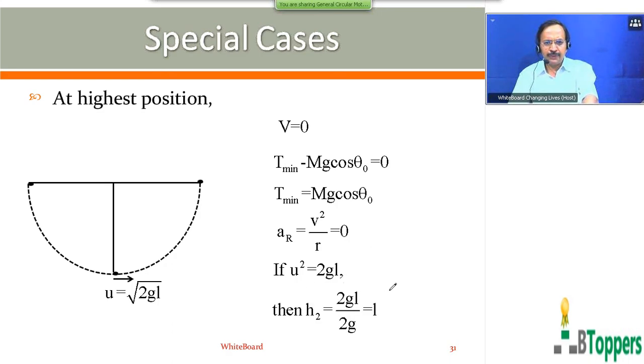And if u square equal to gl, you get h2 equal to l. That means the bob oscillates in a semicircular path around the lowest position if u is less than or equal to root of 2gl.